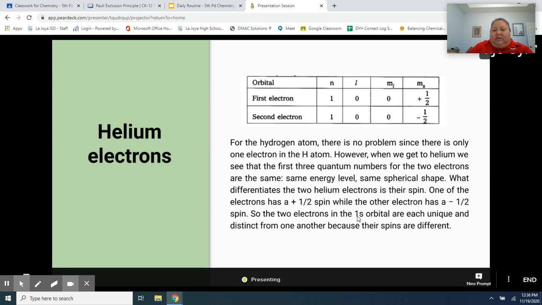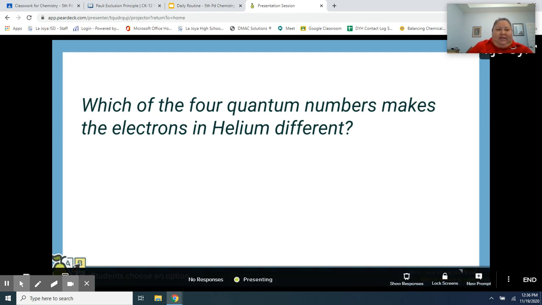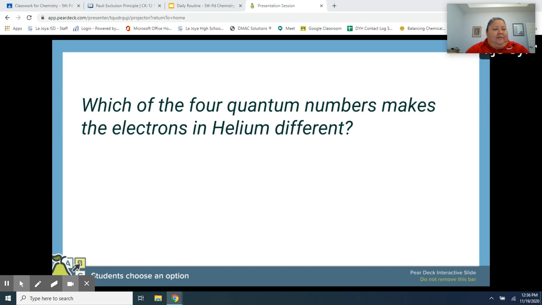So the 2 electrons in the 1s orbital are each unique and distinct from one another because it's the spins that make them different. Which of the 4 quantum numbers makes electrons in helium different? And this is a multiple choice question. Let me put the choices in the chat for those of you who are not in there.